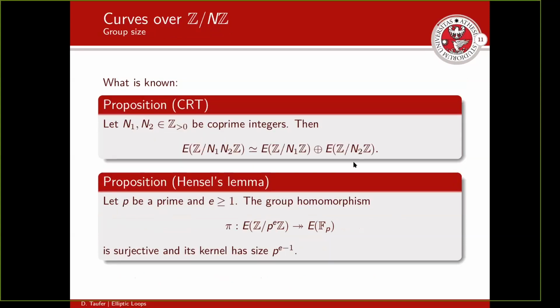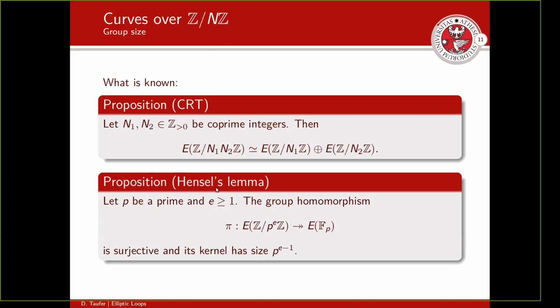The first result, which is again an easy exercise, is a trivial application of the Chinese remainder theorem. It shows that if you want to study a composite modulus, then you just study all the factors of your modulo, and then you have a direct sum of the groups. This tells us that it is sufficient to study only the prime factors dividing a number. So from now on, our problem will be to study the structure not of elliptic curves over Z modulo n, but over Z modulo p to the e, where p to the e divides n.